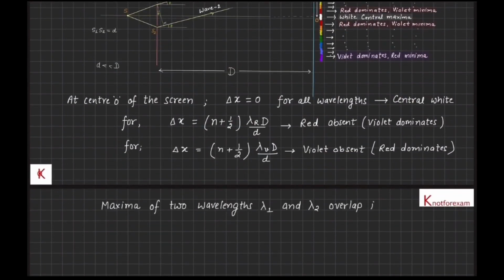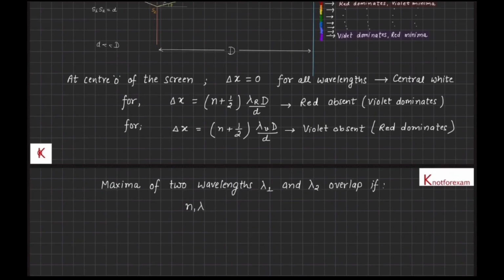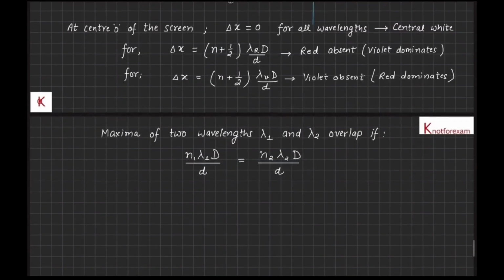Maxima of two wavelengths lambda 1 and lambda 2 overlap if any set of integer values n1 and n2 satisfies the relation n1 lambda 1 D by d is equal to n2 lambda 2 D by d.